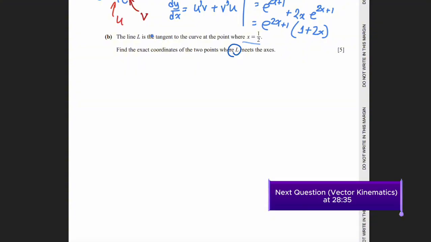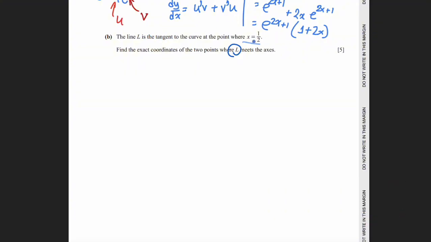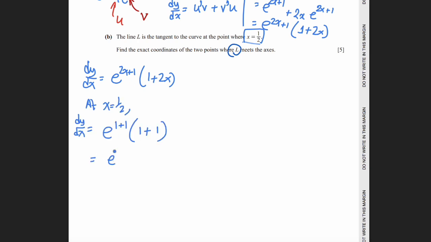Now we want to find the gradient of the tangent at the point x equals half. Now how do you find the gradient? By using this equation. The dy/dx always gives the gradient of the tangent. Now we want to substitute x equals half, so that is e squared times 2, and that is 2e². Now we have to find the equation of the tangent.